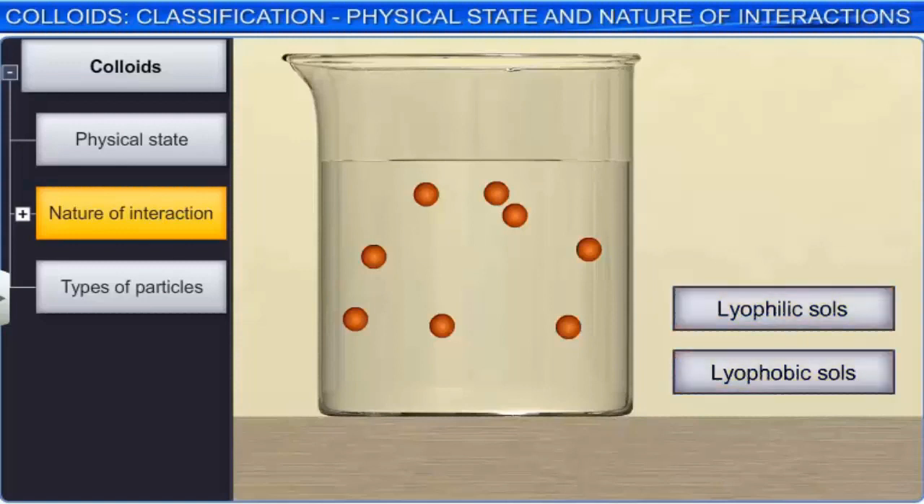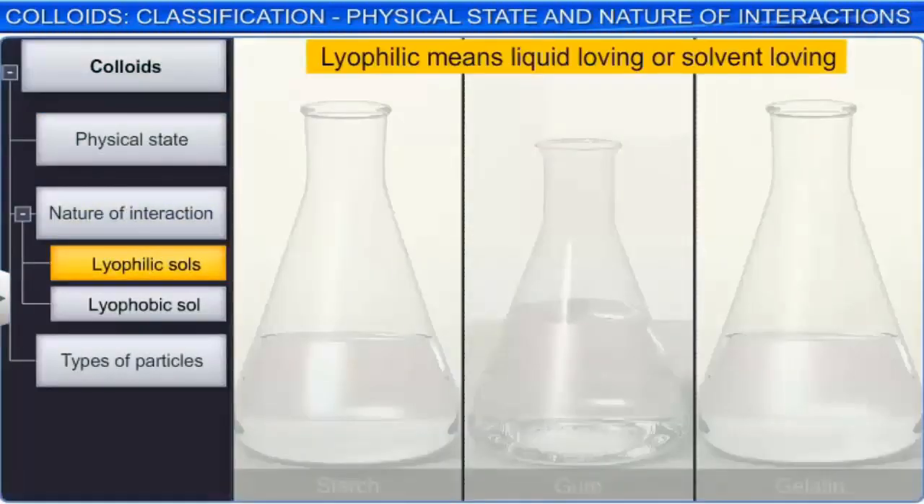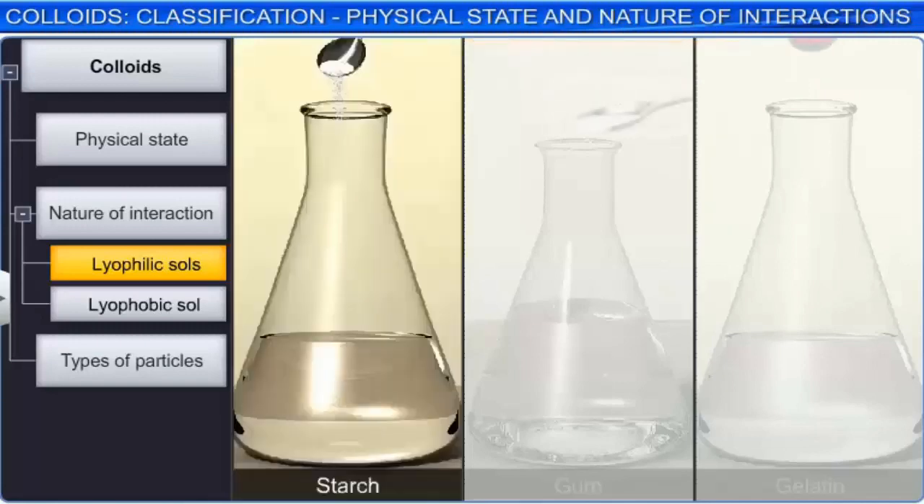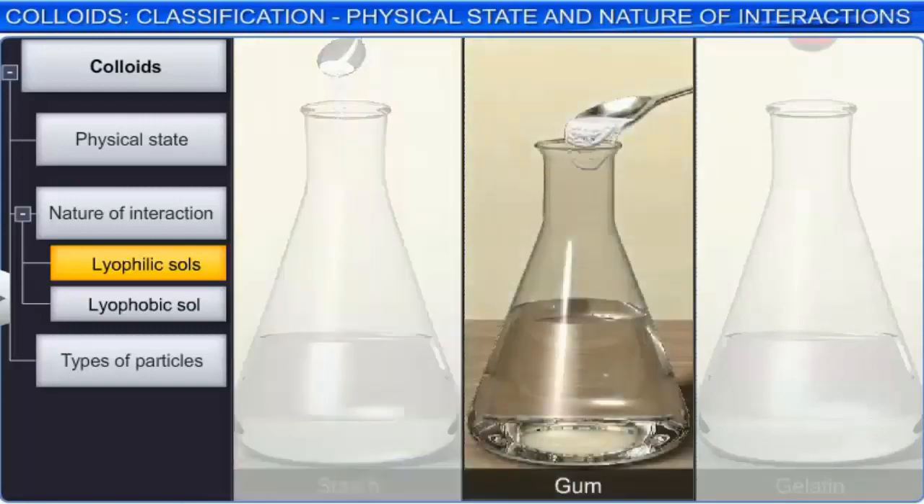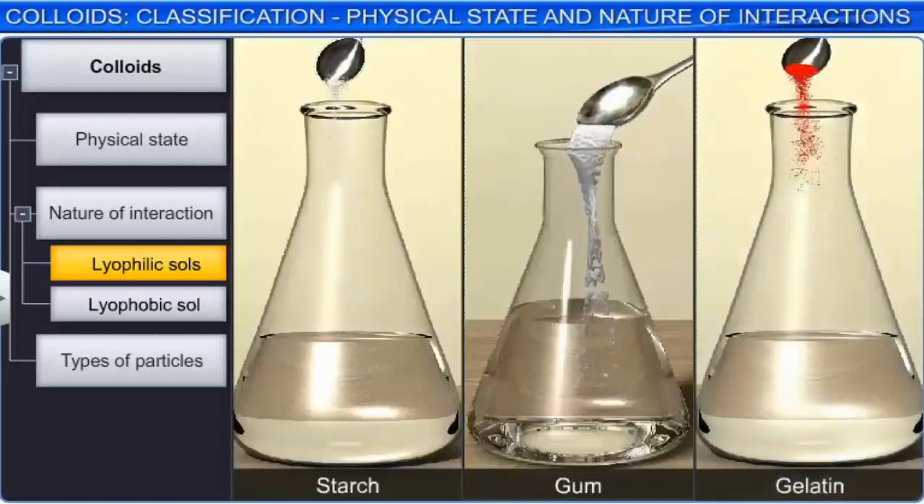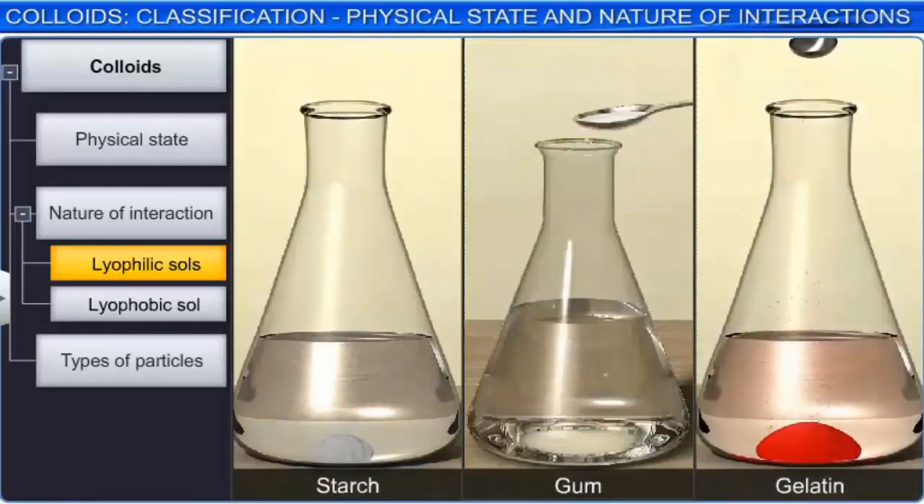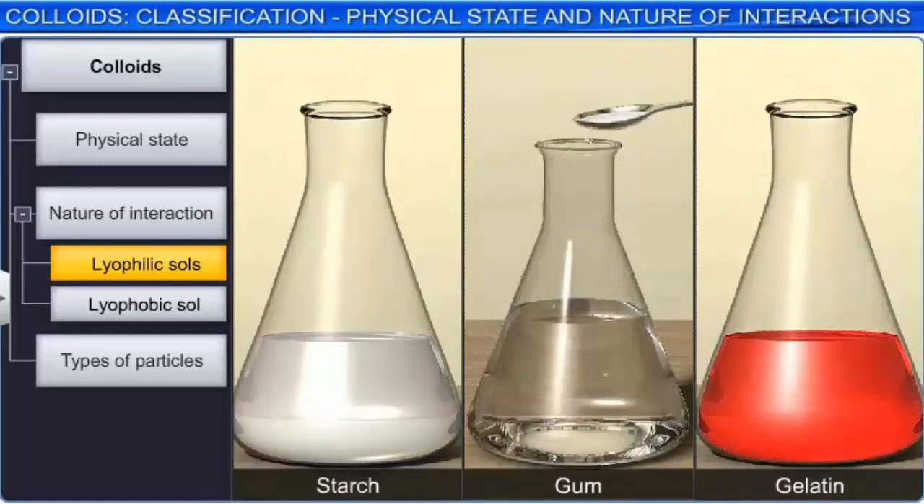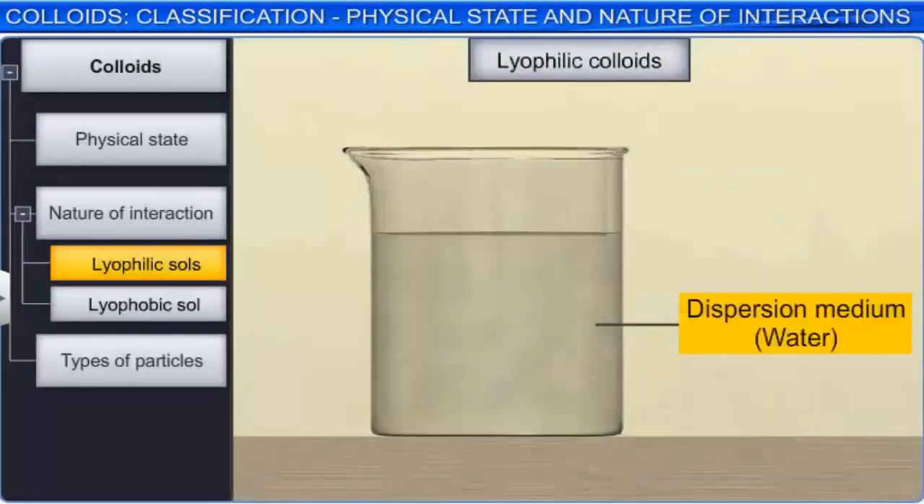Let us first discuss lyophilic salts. The word lyophilic means liquid-loving or solvent-loving. When substances like starch, gum, and gelatin are mixed with a suitable liquid, that is, a dispersion medium, they readily form colloidal solutions. Such colloidal solutions are called lyophilic colloids. When water is the dispersion medium, they are called hydrophilic colloids.